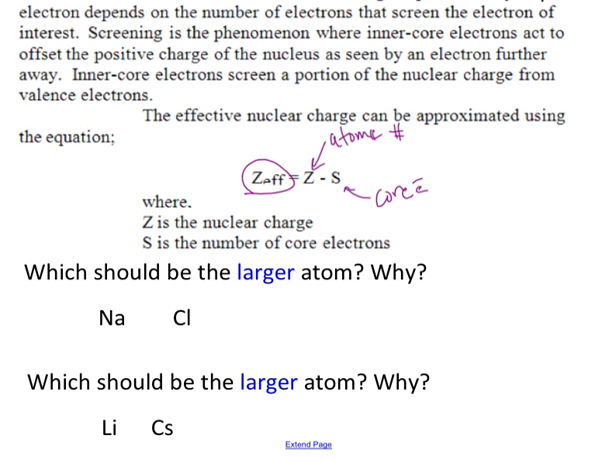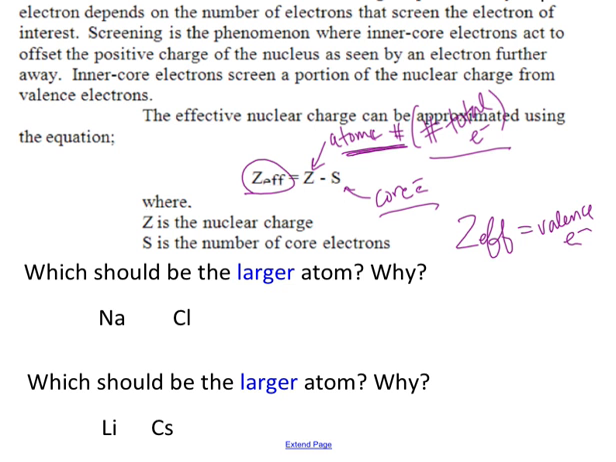If I have a neutral atom with a certain number of protons, how many electrons do I have? The same. So this is actually your number of total electrons. What is my number of total electrons minus my number of core electrons? Valence electrons. So really, Z-effective is equal to the valence electrons.